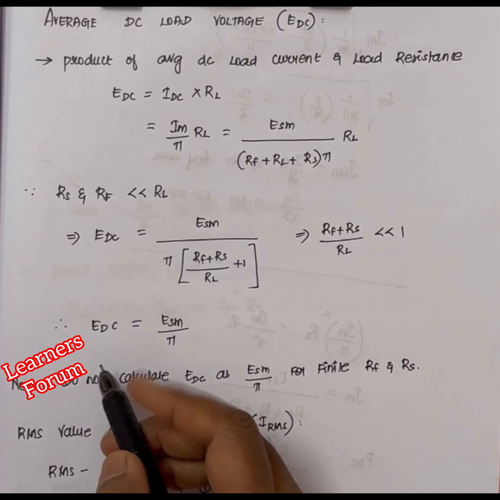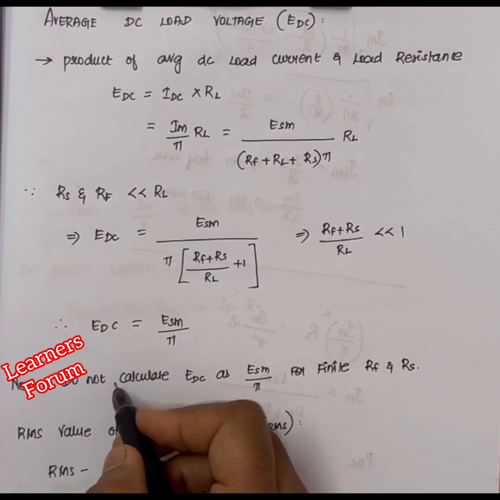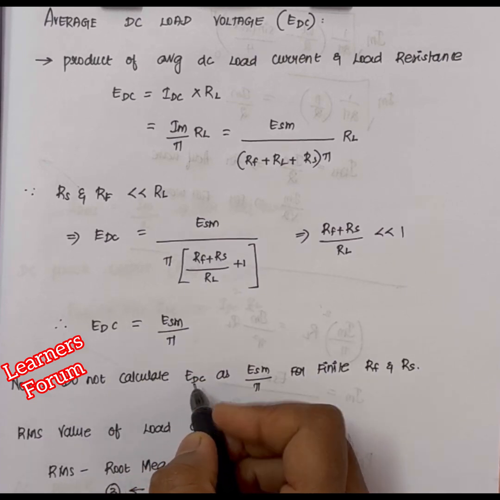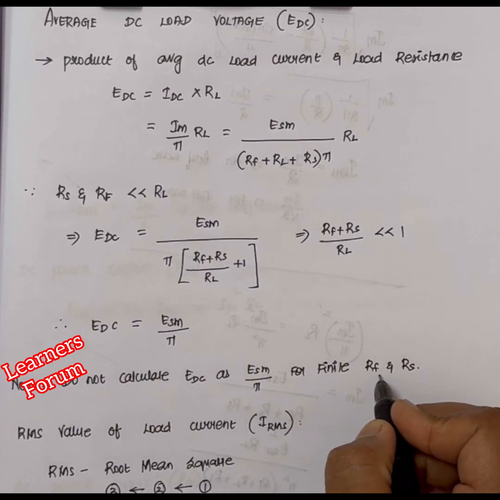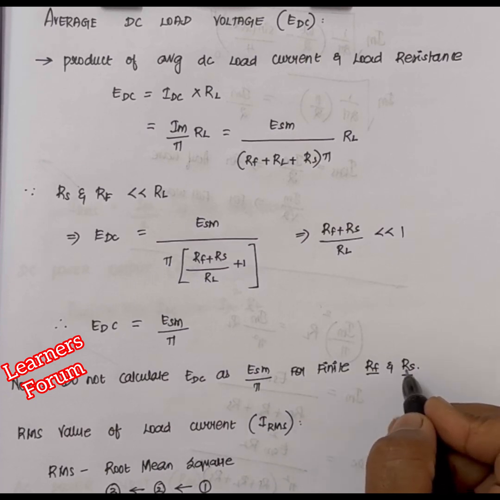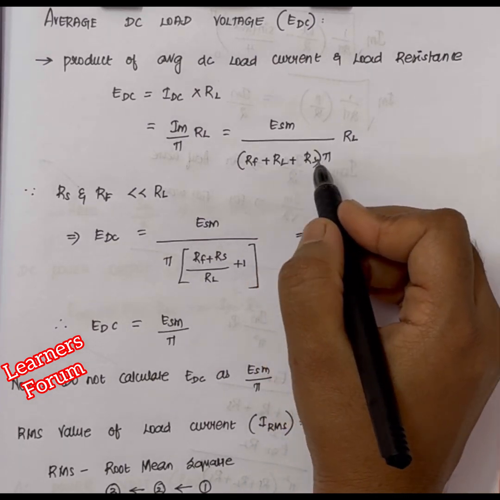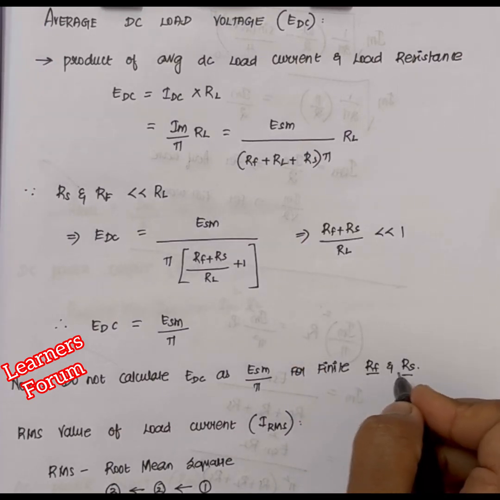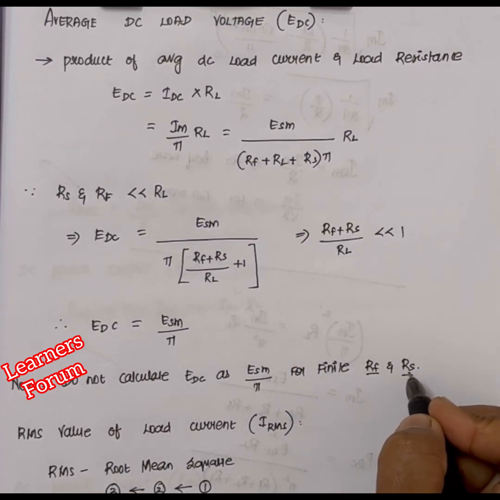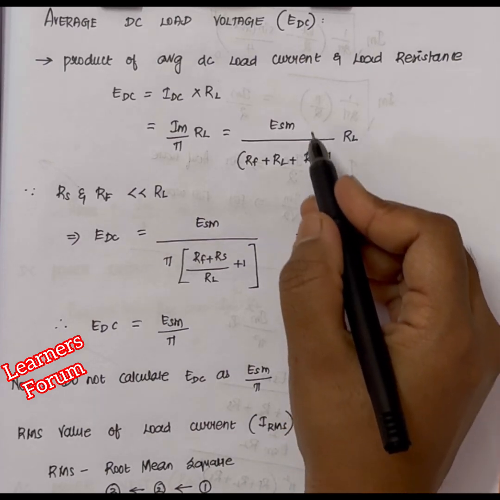If you are supposed to solve problems based on these two parameters, here is a small note: do not calculate EDC as ESM by pi directly whenever we have finite values of RF and RS. In the question, look for the values of RF and RS. If you have finite values for these two parameters, then you have to apply them completely in this equation and solve for the required value of EDC. This is an important note. If RS and RF are not provided, you can simply neglect them and use this relation, but if they are provided with finite values, then make sure you use these equations.